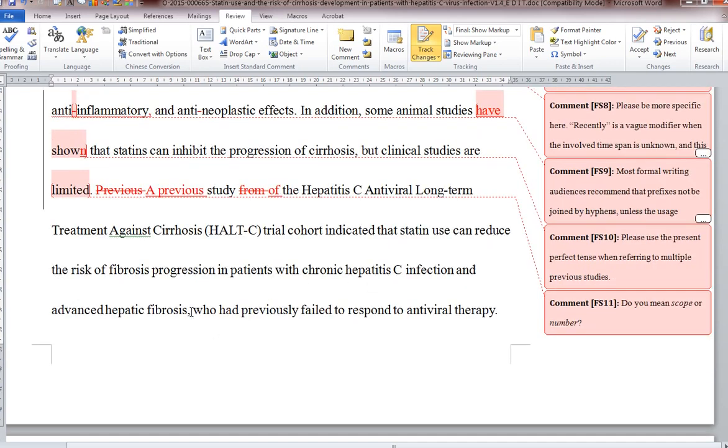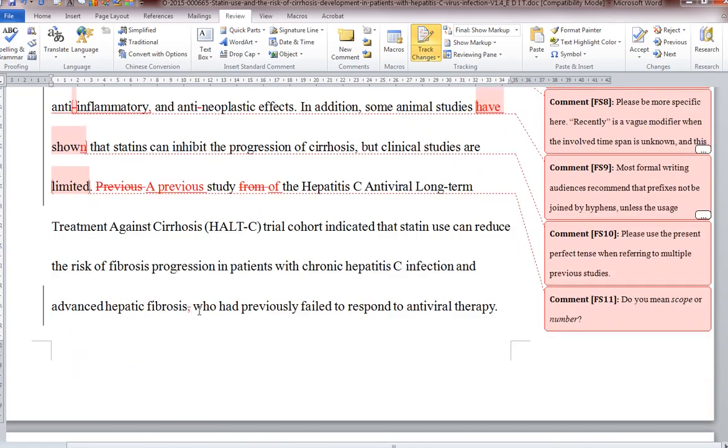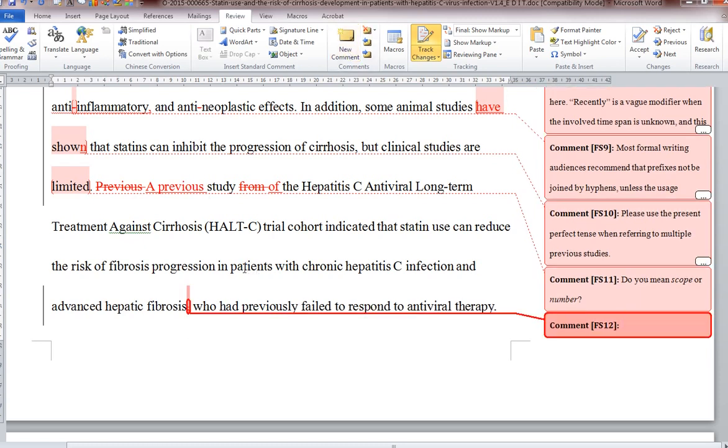this looks fine. I want to get rid of this. Okay, this trial cohort indicated that statin use can reduce the risk of fibrosis progression in patients with chronic hepatitis C infection and advanced hepatic fibrosis who had. If we have the comma here, this is almost like what I was talking about earlier with which. If we have the comma here, it basically indicates that whatever immediately precedes the comma is what who is referring to, and that is certainly not the case. Who are the patients? That's who they are. It's not the infection or the fibrosis. I'm going to comment on this.